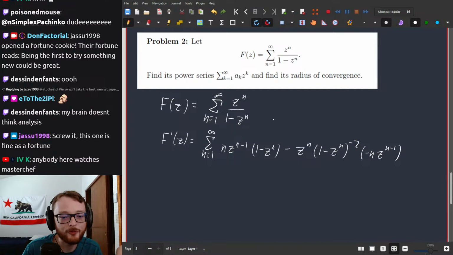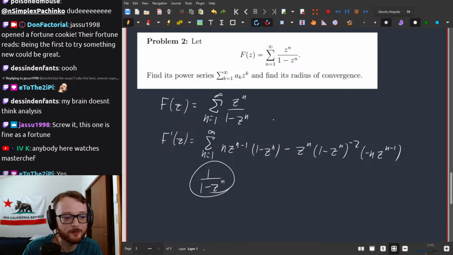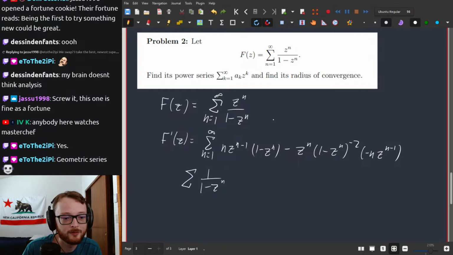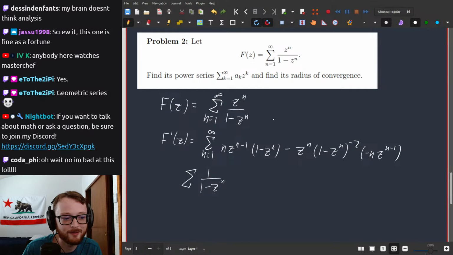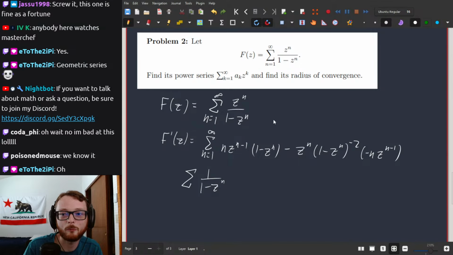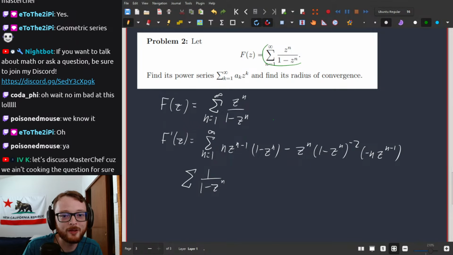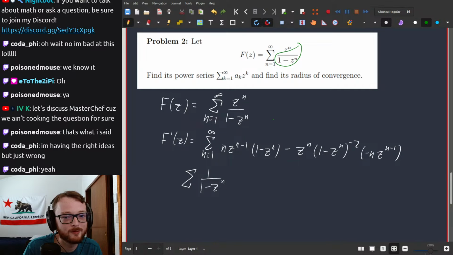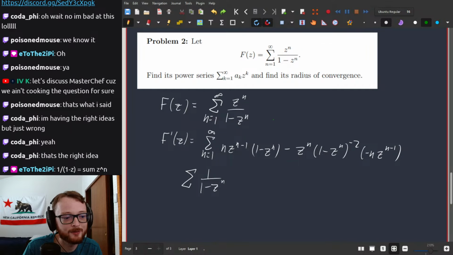Do we know the power series for 1 over 1 minus z to the n? Am I stupid for not recognizing this? Mouse's idea was to look at just this piece of the function, and then multiply the z to the n and after.